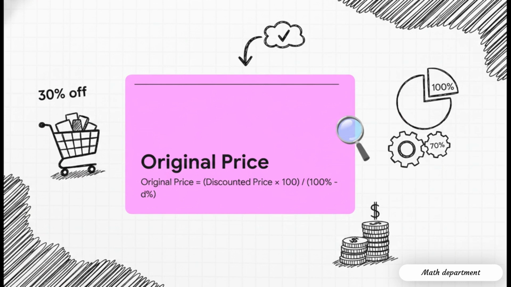All right, here is the golden rule. And please listen closely because many students make a mistake in this step. The discounted price you paid does not represent 100% of the value. It actually represents 100% minus the discount percentage. Make sense? If you get 30% off, you are paying 70% of the item's worth. So, to find the original price, we take the price after the discount, multiply it by 100, and divide it by that new percentage after discount.